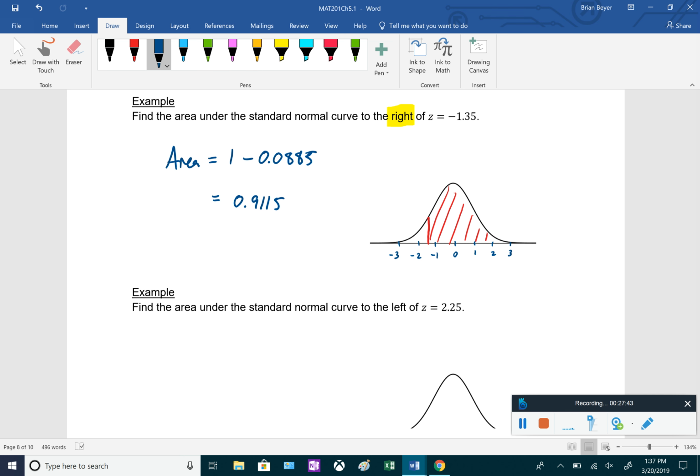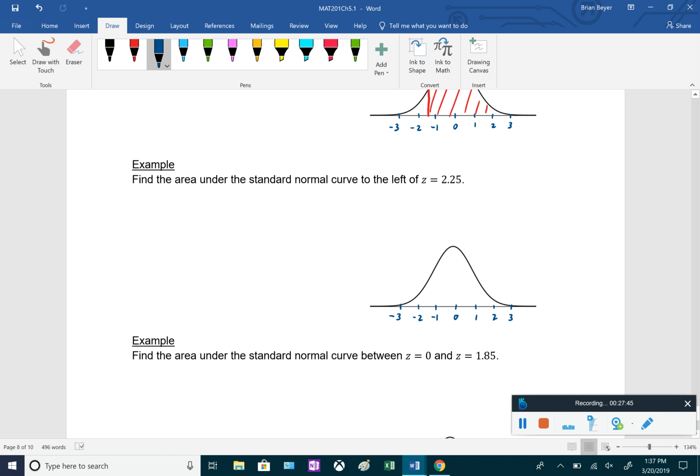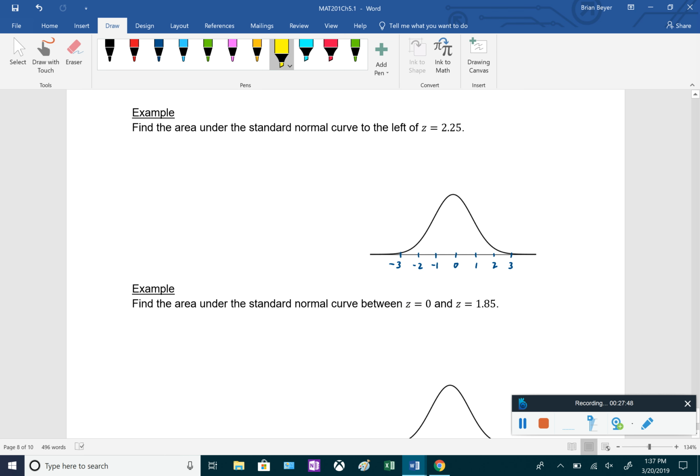Okay, and the next one here, we want the area to the left of z equals 2.25. So 2.25 is all the way up here. So we should expect this number to be pretty big because this is going to be most of the area shaded in. So since it's the area to the left, that's going to be the value directly on the table. And that's going to give us an area of 0.9878.